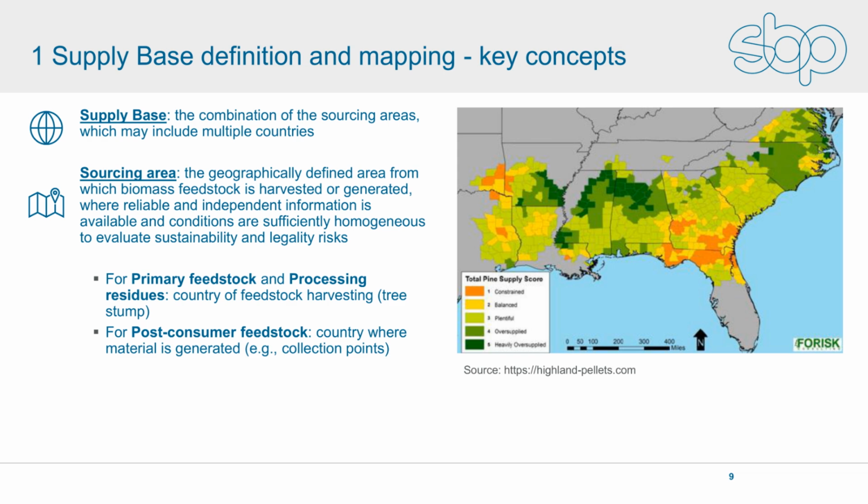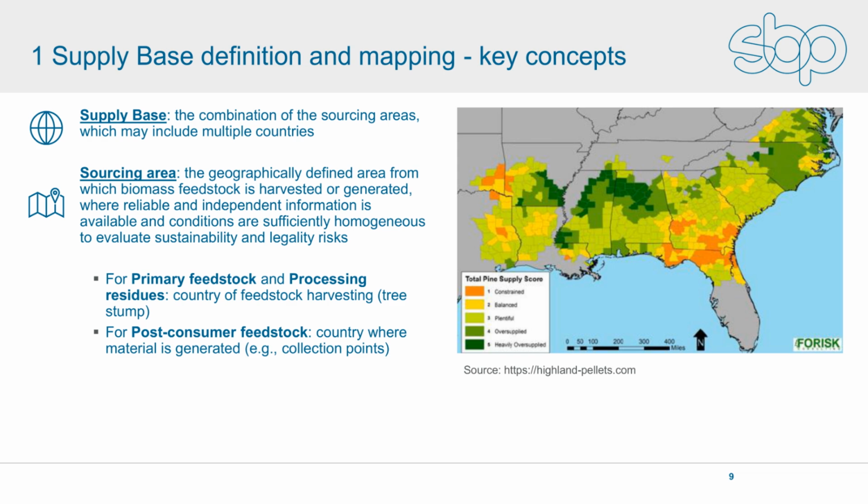Let us start with the supply base. The supply base is the combination of the sourcing areas that an organization draws its feedstock from. It is the top-level concept, and importantly, a single supply base may span multiple countries. If a biomass producer sources wood from forests in 2 or 3 different countries, those countries together make up its supply base. The sourcing area is the building block underneath.